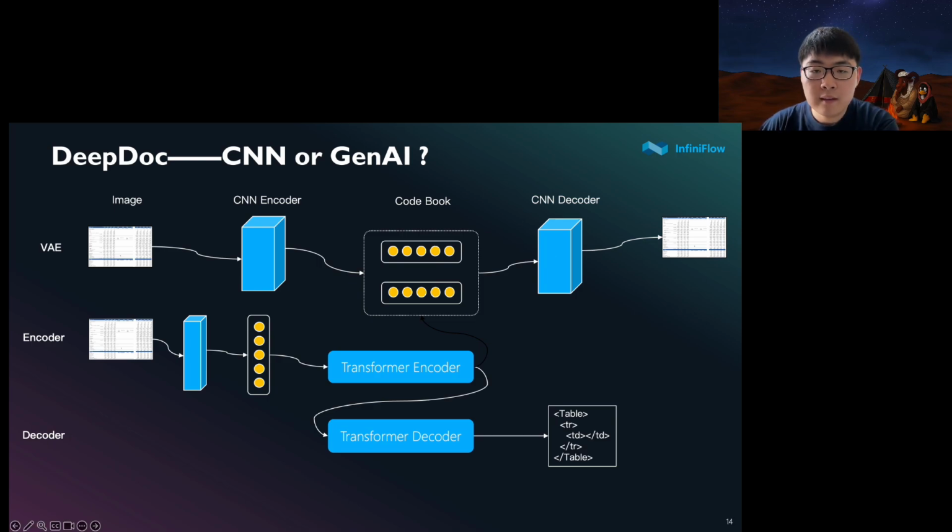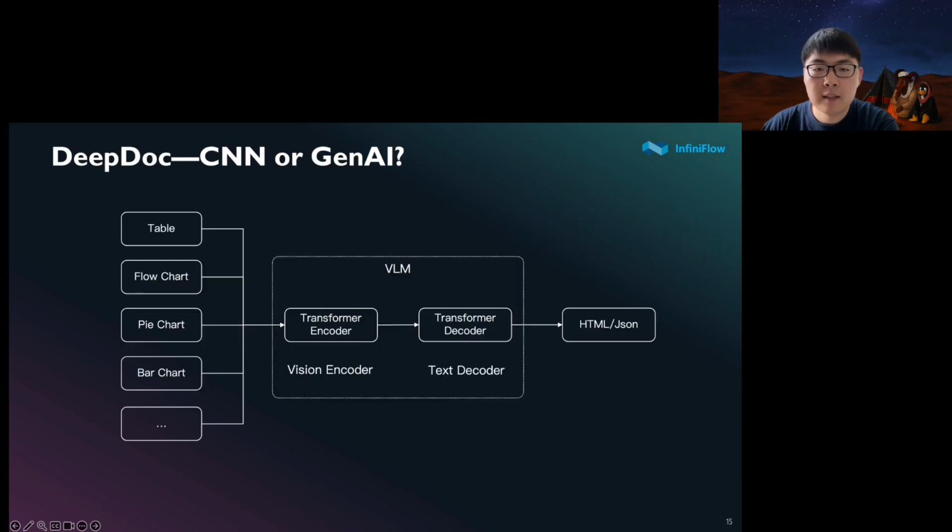So in the end, we embrace CNNs. Generative AI can sometimes be more accurate, but CNNs give us a good balance between accuracy and speed. However, we believe that the future belongs to a dedicated vision language model that can handle this task independently, and this is the direction we are actively pursuing.